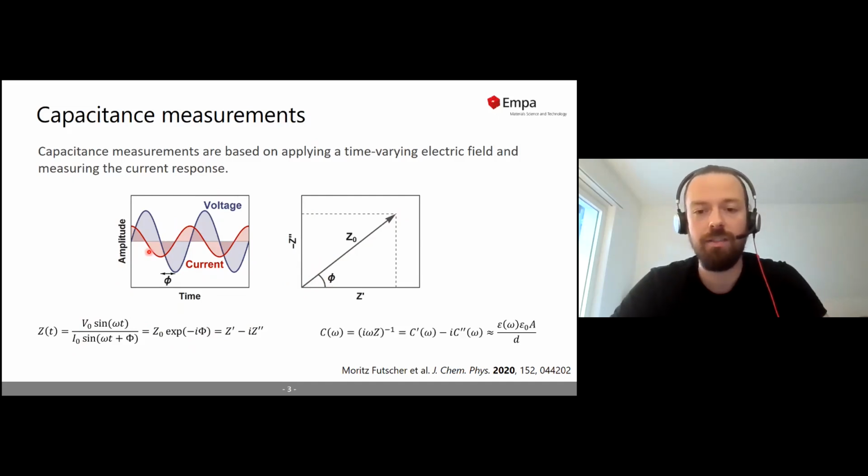And this impedance can then be converted to a capacitance, which is again given by this formula here, where one typically has a real and an imaginary part of this capacitance, which is directly related to the dielectric permittivity of the material.